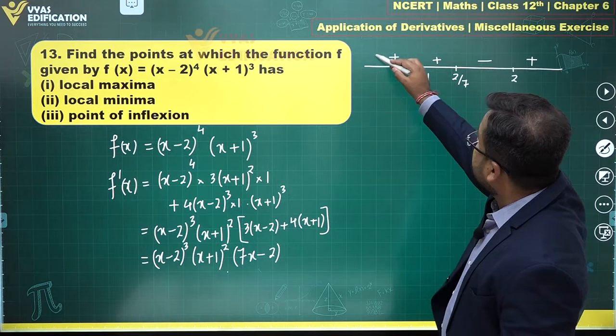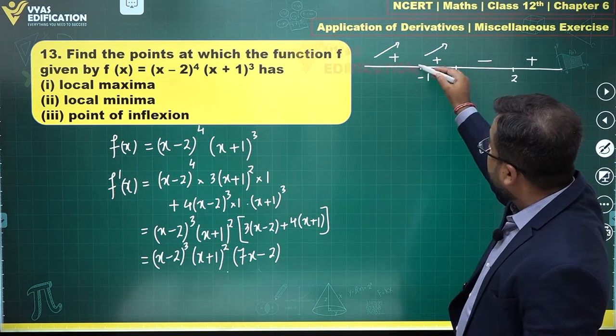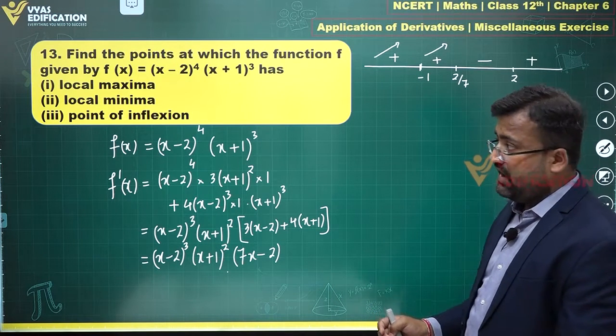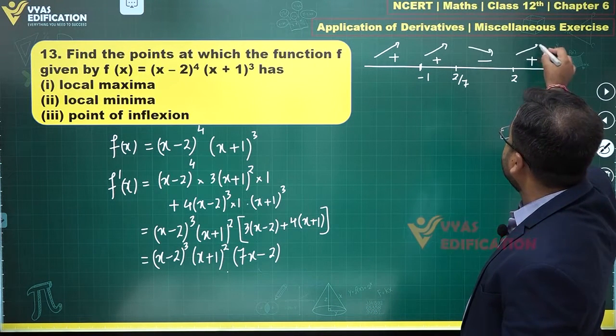So the function is increasing and then again increasing. The derivative is 0 and the function is increasing before and after as well. The function is decreasing and then increasing over here.